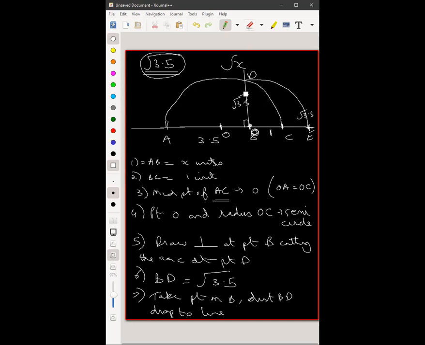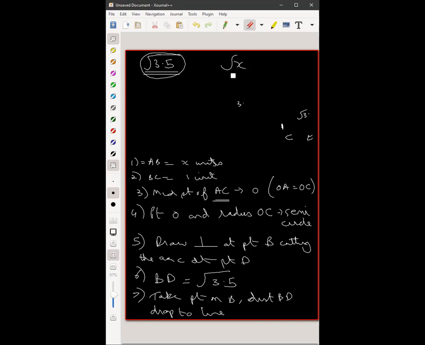Let's go through the steps again. Okay, let's do it step by step. We're doing 3.5 units. Root 3.5 we're trying to find. So first step, what will we do? Tell me step by step. We'll draw a line and then from A, we'll measure 3.5 units and mark B. Second step, from B we'll mark 1 unit and mark that as point C.